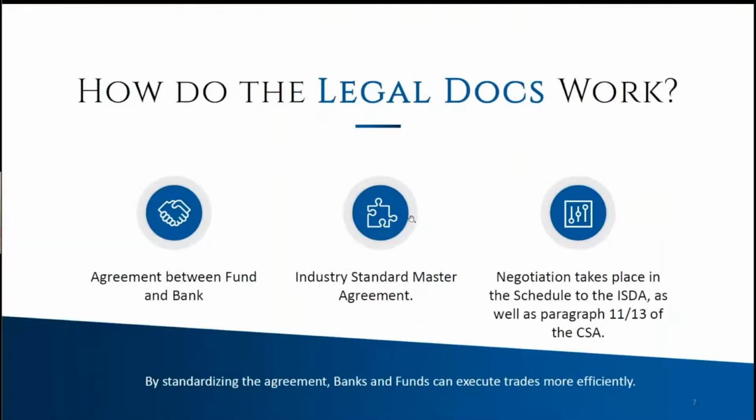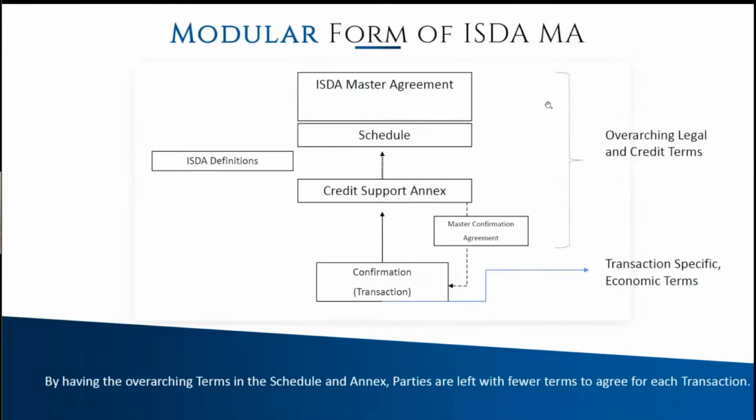How do the legal documents work? We've touched on this already. It's an agreement, the ISDA master agreement. It's an agreement between the fund and the bank. It's based on a standard master agreement, and there's negotiation that takes place in the schedule to the ISDA, as well as paragraph 11 and 13 of the credit support annex. This is the overall framework and architecture of the ISDA.